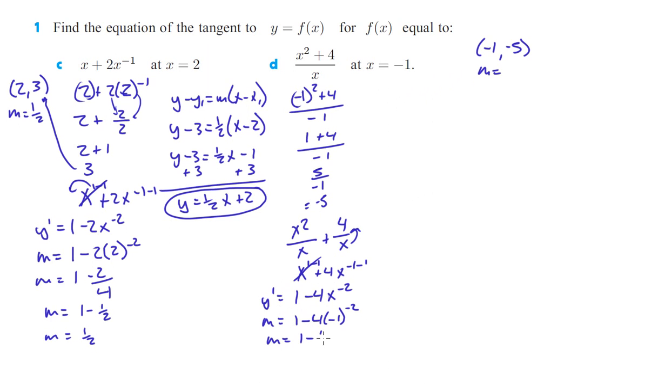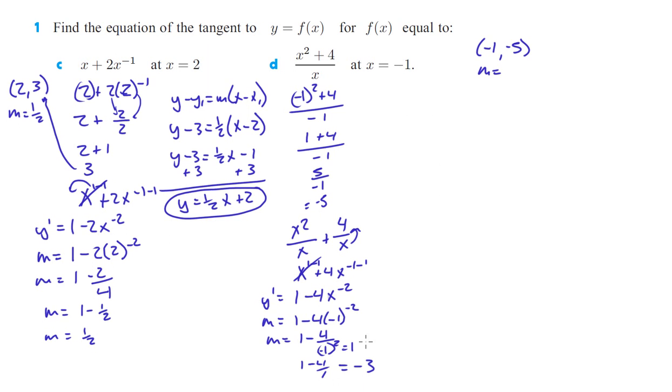So that's 1 minus 4 over negative 1 squared, which we know to just be 1 there. So it's really 1 minus 4 over 1. So that's going to give us negative 3 for our slope, right?